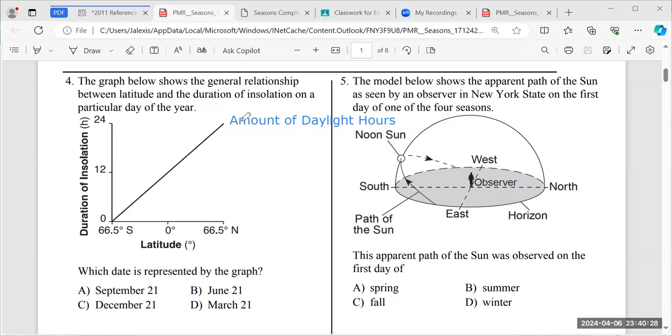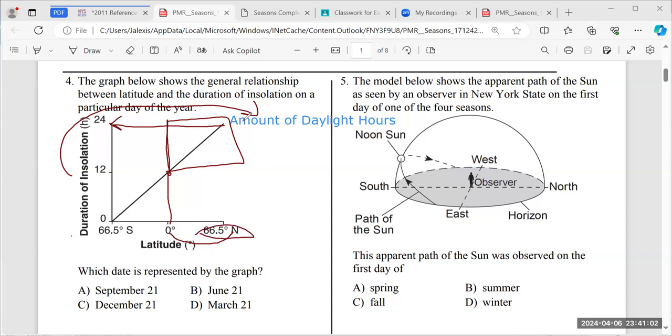So the duration of insolation is talking about the amount of daylight hours. And what's interesting that I see at this point right here, right? We get more than 12 hours of daylight the moment that we are at latitudes above the equator, right? That's where we're getting the most amount of daylight hours. And as a matter of fact, we get 24 hours of daylight at latitude 66.5 degrees north, which is also known as the Arctic Circle, right?